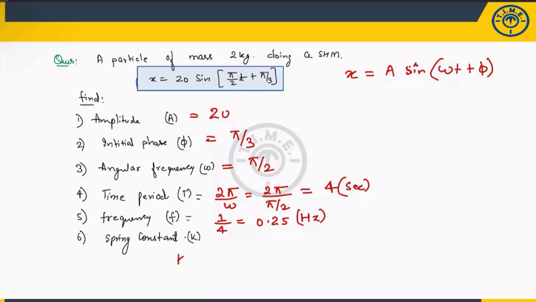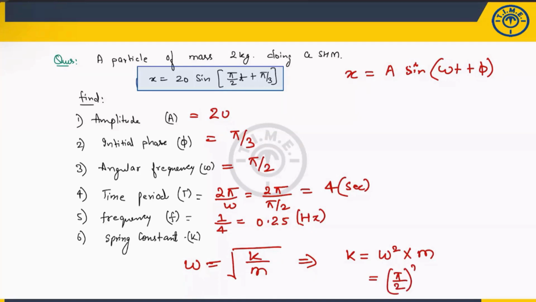Suppose you want to calculate the spring constant. You know the natural frequency, or the angular frequency you can say, is root of k by m. So the K value, if you want to calculate, can I write omega square into M? Omega square you already know. What is the omega square? Pi by 2 whole square.